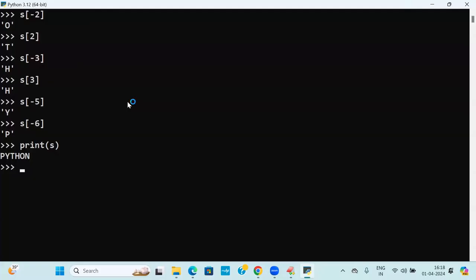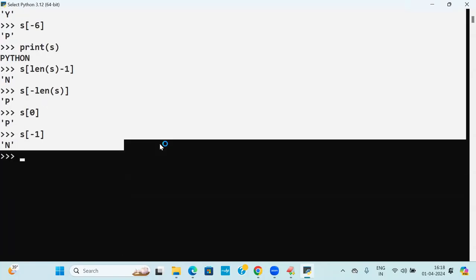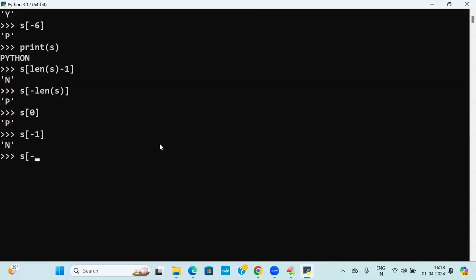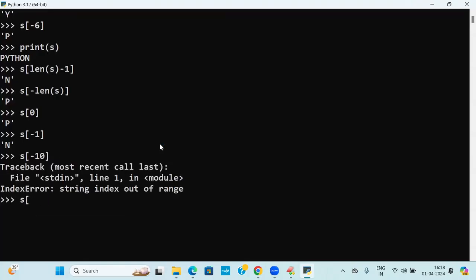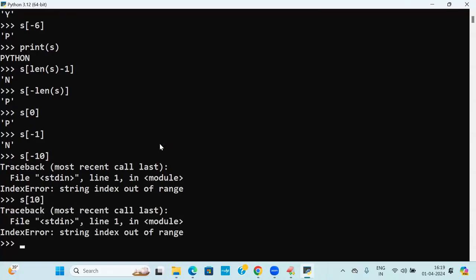Today answers, and tomorrow questioning and continuation. Saturday is a beautiful class. If you are missing, you're almost out of order now. S of ln of S -1. Quickly. S of minus of ln of S. S of 0. S of -1. This is what we discussed in the last class. S of -10 gives an index error. S of something like 10. That's all. Good. Keep it up.